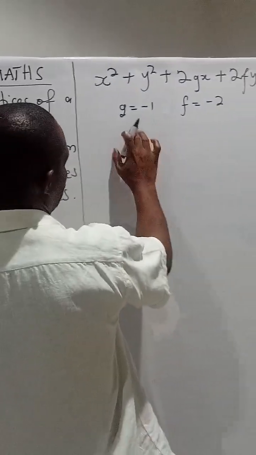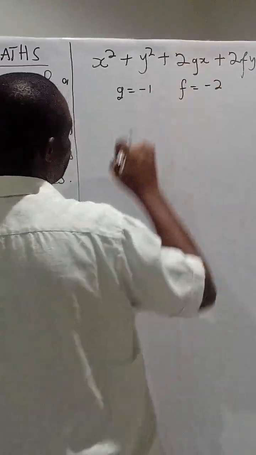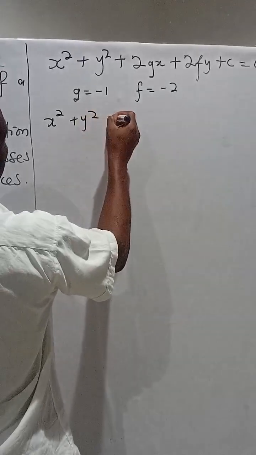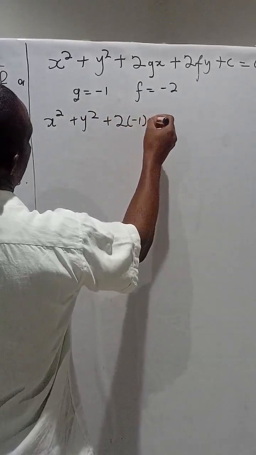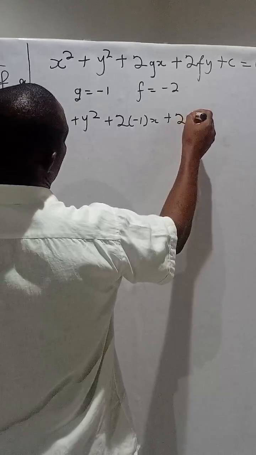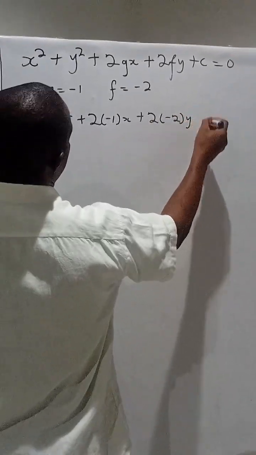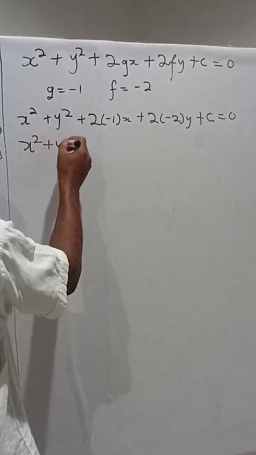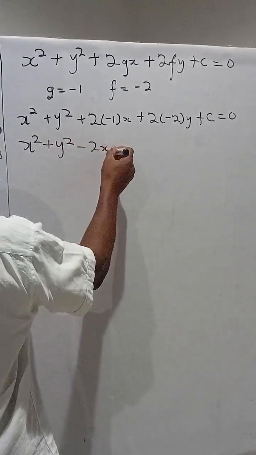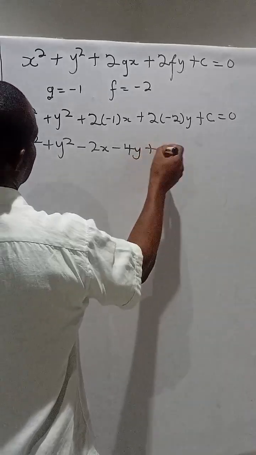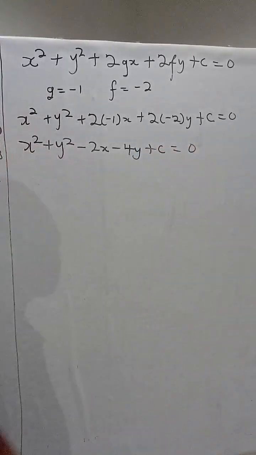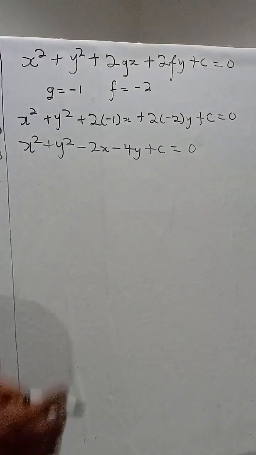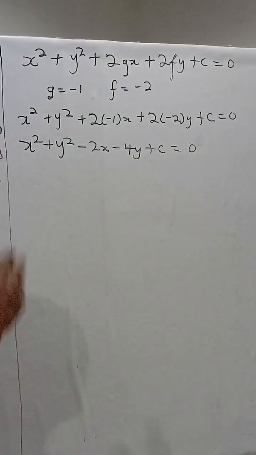Now with this, I can substitute g and f into the general equation. I'll say that x squared plus y squared plus 2 into brackets -1 x plus 2 into brackets -2 y plus c is equal to 0, which comes to x squared plus y squared minus 2x minus 4y plus c is equal to 0. So you realize that if we are able to obtain c and put it back here, we would have found the equation of the circle. Now how do we find c?